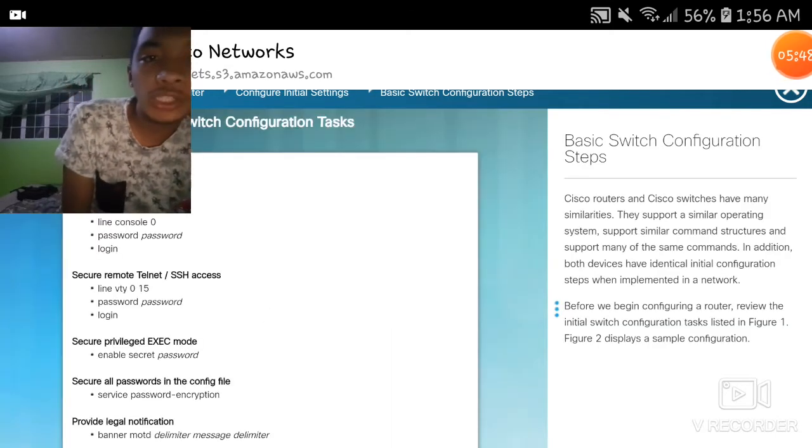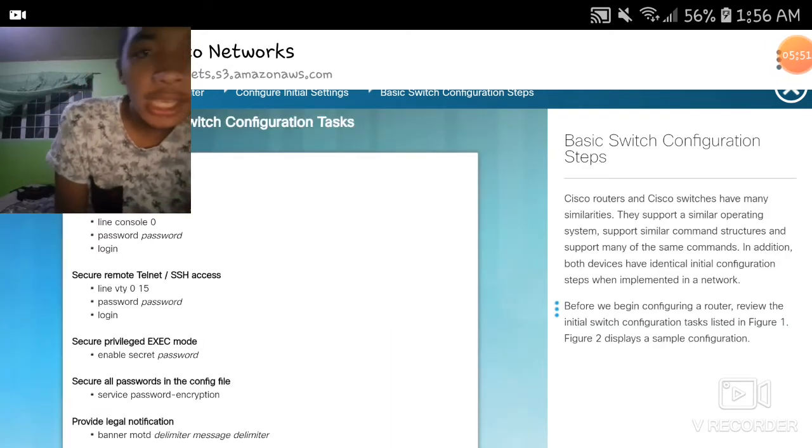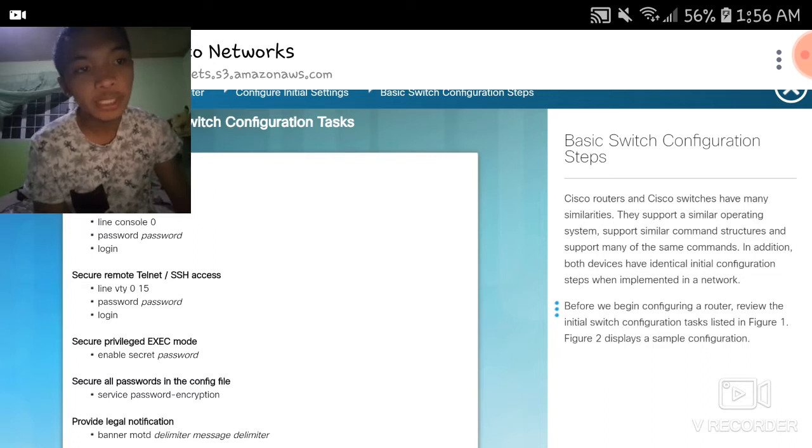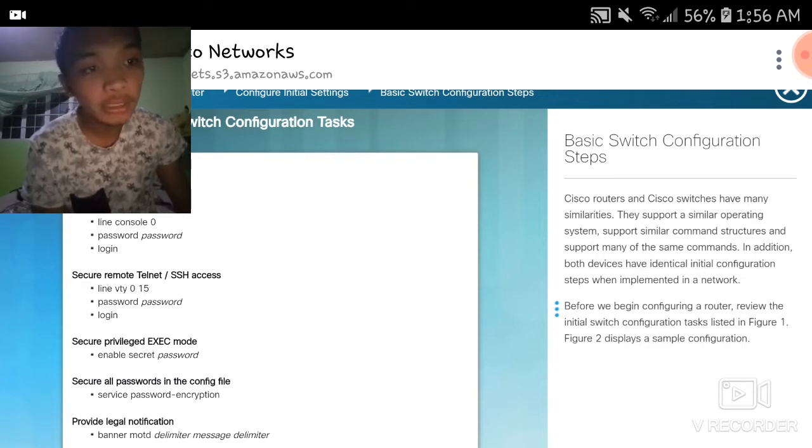Basic switch configuration. Cisco routers and Cisco switches have many similarities. They support a similar operating system, support similar command structures, and support many of the same commands.